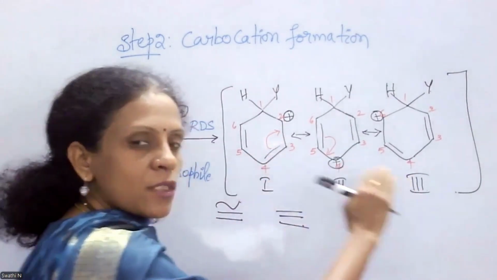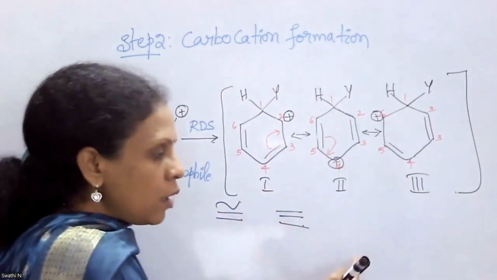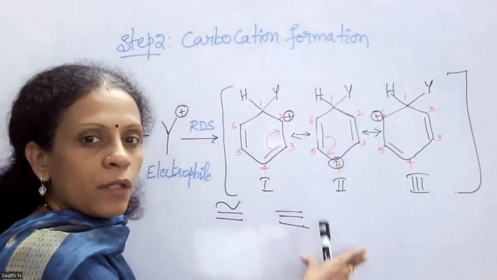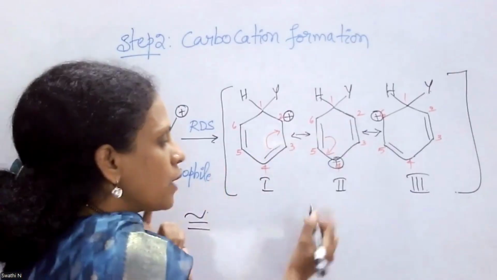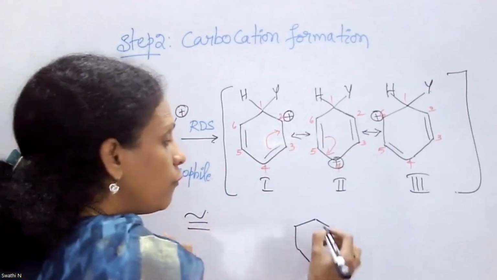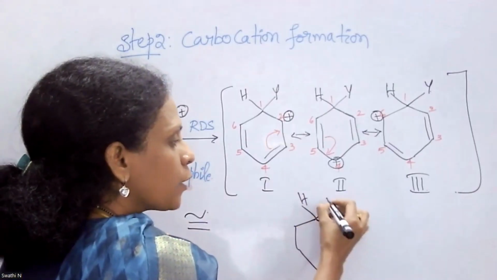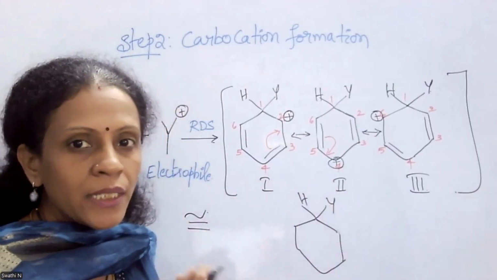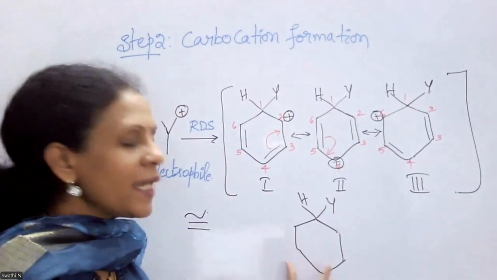That means all the 3 resonance structures are equivalent to the resonance hybrid structure we are going to draw. All these resonance structures have a cyclohexane ring system with H and Y group at the first carbon atom. So this is the common structural feature. Write that part first.